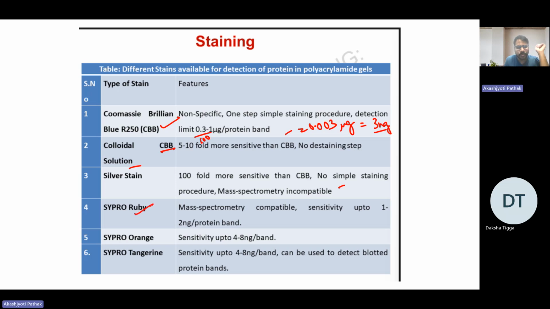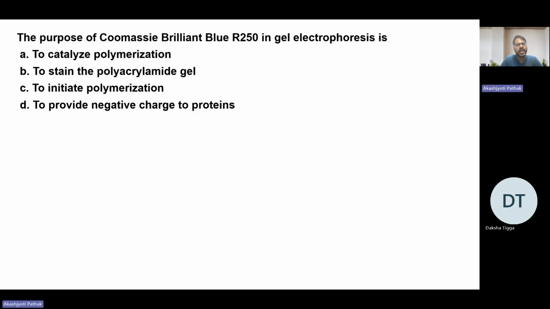And then you have SYPRO Ruby, SYPRO Orange, SYPRO Tangerine. So sensitivity is less, 4 to 8 nanogram, 2 nanogram, this type of. Okay, these things are clear. Okay, so what is the purpose of Coomassie Brilliant Blue?